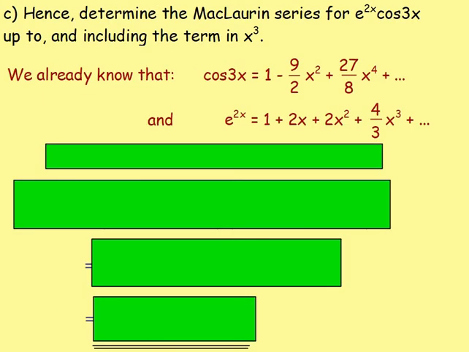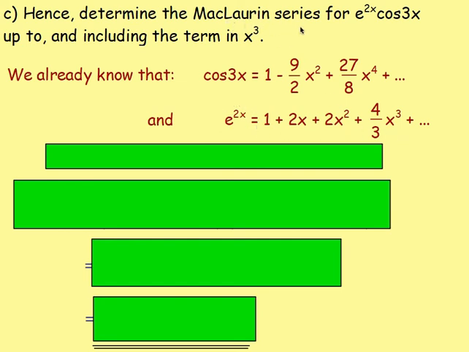Part C, hence determine the Maclaurin series for e to the power of 2x times cos 3x up to and including the term in x cubed. Again, Part B, Part C, Part D, normally they're all linked. For Part A, we had to express our cos 3x as the sum of a series, and for Part B, we had to express this e to the power of 2x as a series.